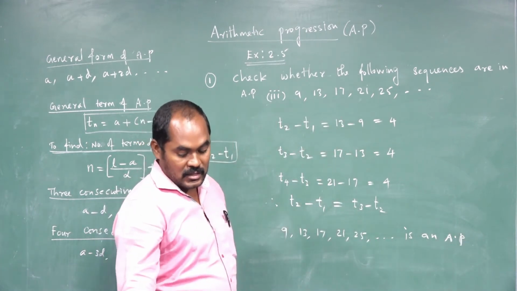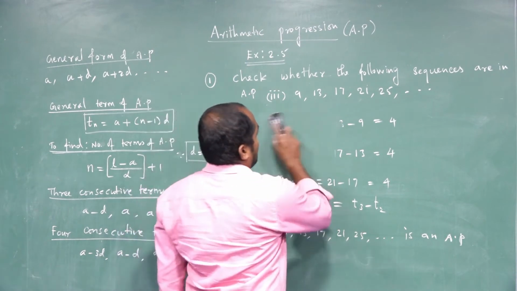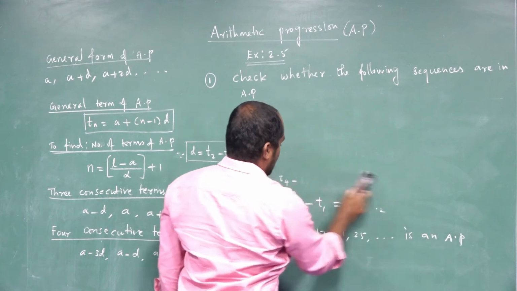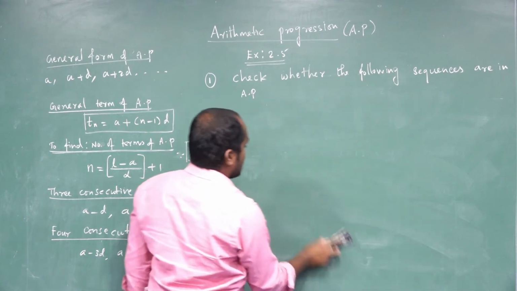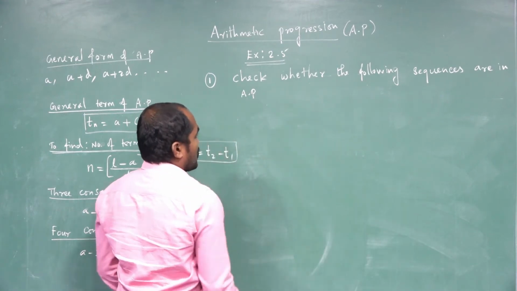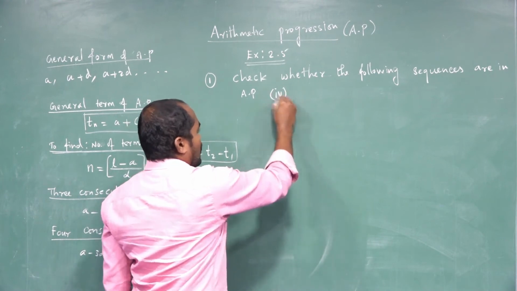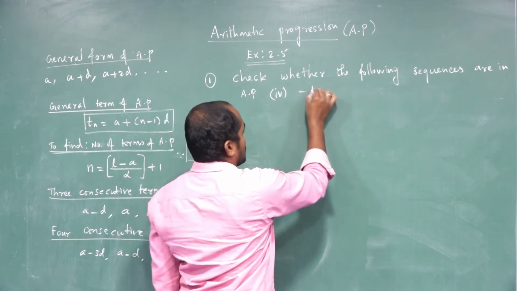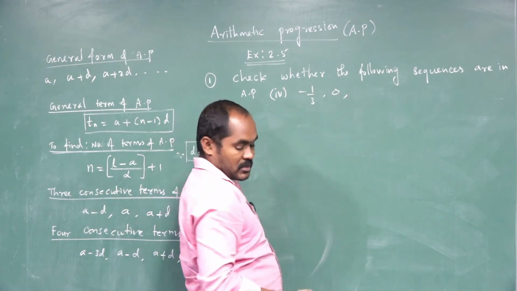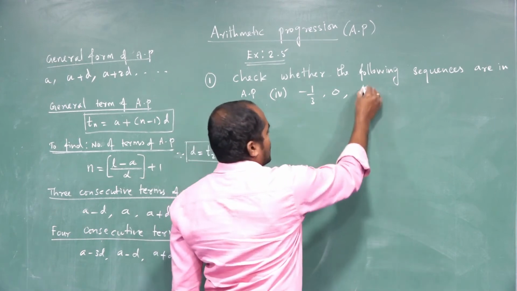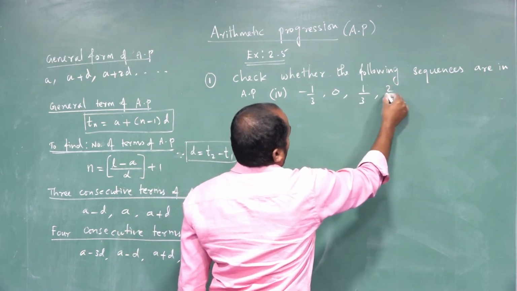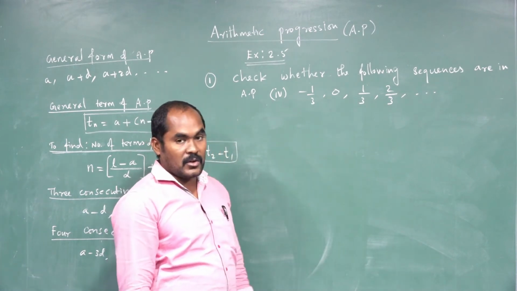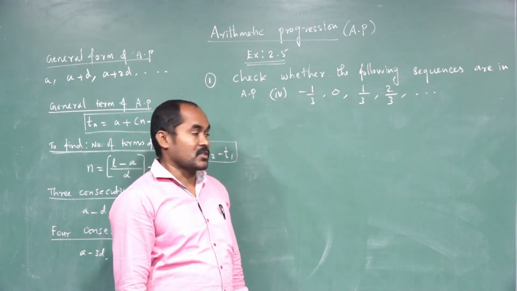So next question is, check whether the following sequences are in AP. So our fourth question is minus 1 by 3. First term minus 1 by 3, second term 0, third term plus 1 by 3, and fourth term 2 by 3, etc. So minus 1 by 3, 0, 1 by 3, 2 by 3, and next.